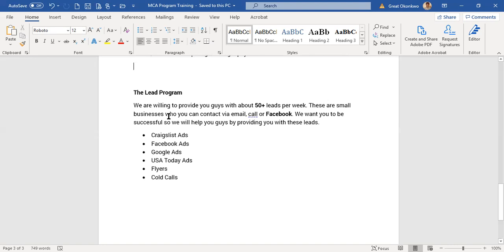So these are small businesses, and you can contact them through email, call, or Facebook, however you feel comfortable. We'll send you the business's name, email address, and phone number. Some might have an email address, some might not, and some will have a phone number, some might not. Either way, we'll have something where you can contact them, whether through Facebook, email, or a phone number. And we have different industries that we work with, right?